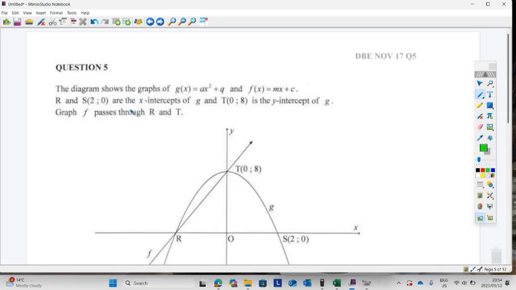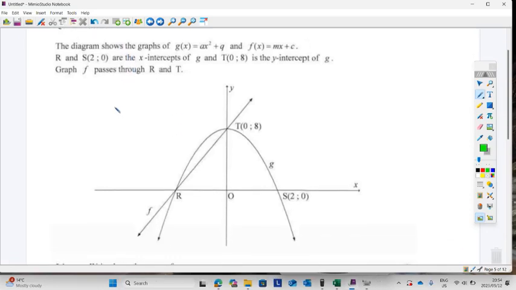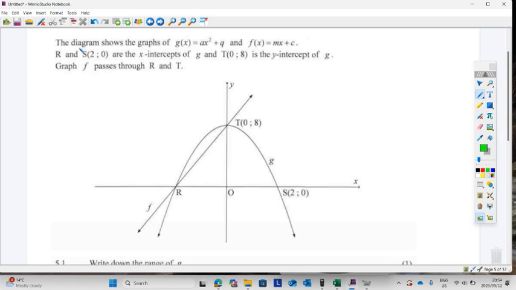Grade 10 functions. Question 5. Let's look at this question. The diagram shows the graph of G and F. R and S are the x-intercepts there. This is R and S. And then T is the y-intercept. Then F passes through R and T.